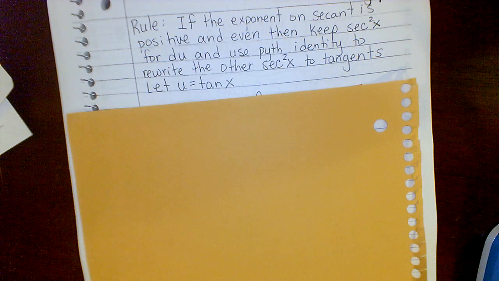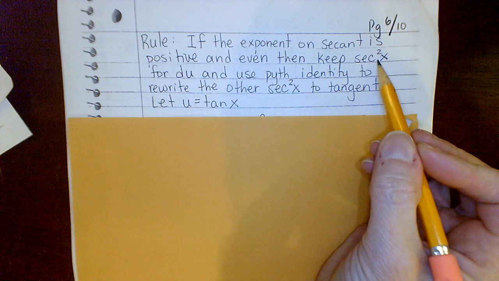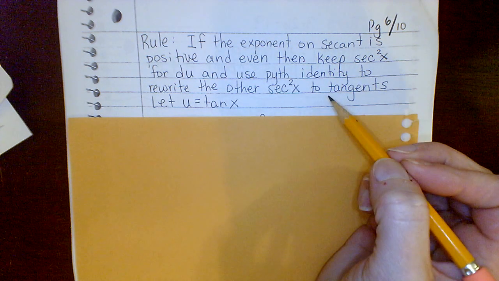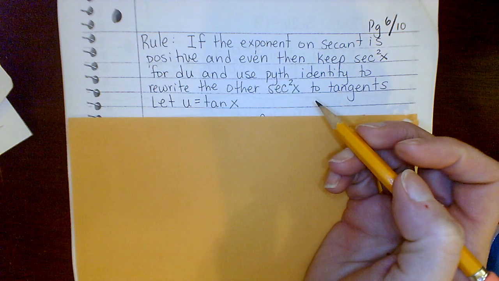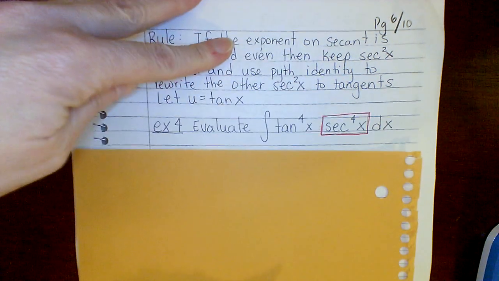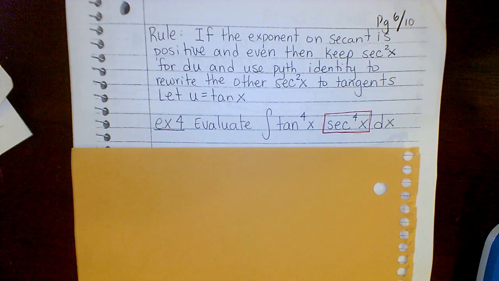So, if the exponent on secant is positive and even, then we're going to keep a secant squared for du, and we're going to use the other even part of that secant and a Pythagorean identity to rewrite it in terms of tangent. And then we'll let u be tangent. All right, let's see it in action. So we're going to evaluate tangent to the 4th times secant to the 4th.